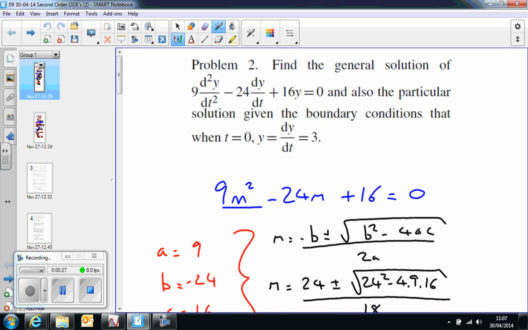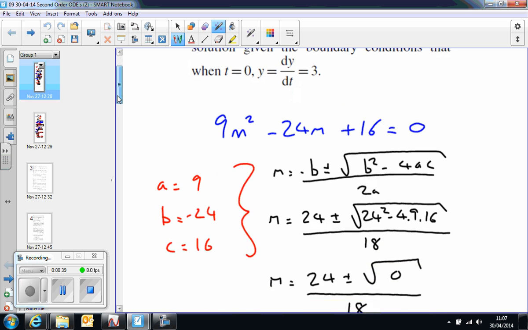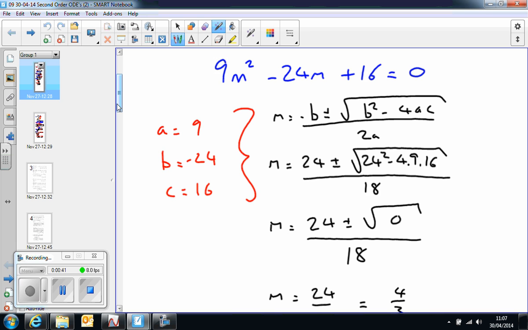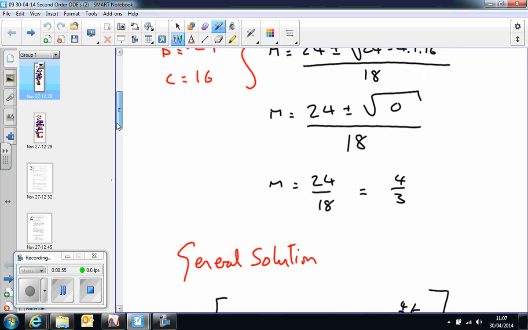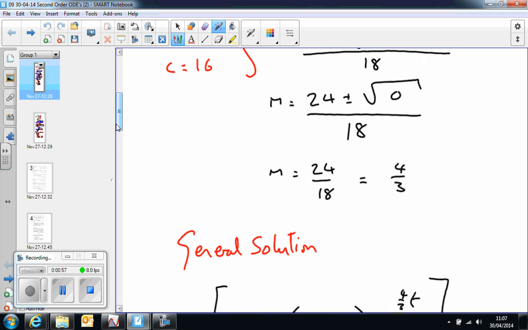The first thing to do is write the auxiliary equation, 9m squared minus 24m plus 16 equals 0, and then putting the values in for a, b and c into the quadratic equation, we work it out, and note that we've got the root equal to 0. So this is a case where the root is the same, real and equal, which is the second example we've got, and m turns out to be just 24 over 18, or 4 over 3.